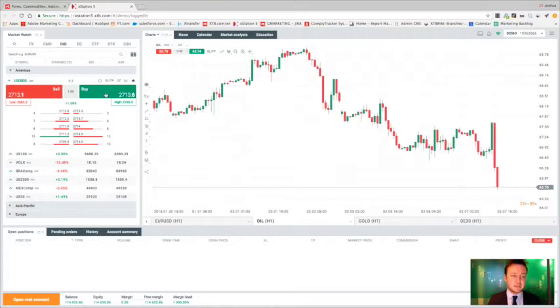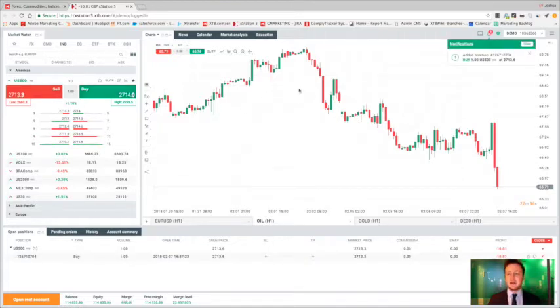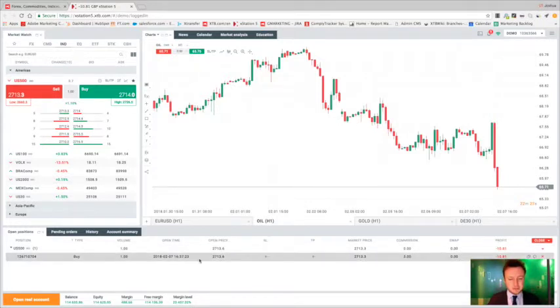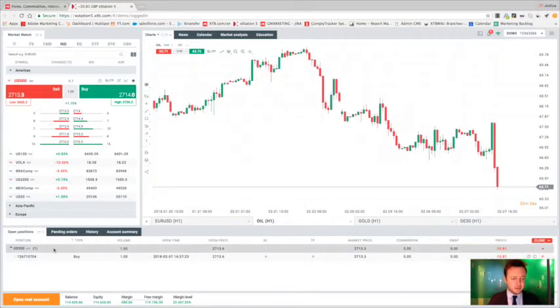So to execute a trade, the first way is on the left hand side here, where you can simply click on buy or sell. Let's say for instance we choose to buy this market, and you can see you get a notification up here: buy one lot in the US 500 at 2713.6.